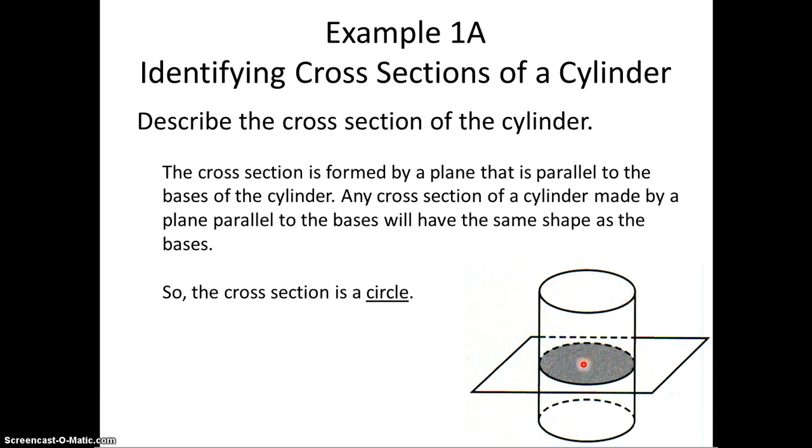But that fact relies on this plane being parallel to the individual bases. You can imagine if this plane weren't parallel to the bases of this cylinder, then it would definitely change the shape of this cross-section.